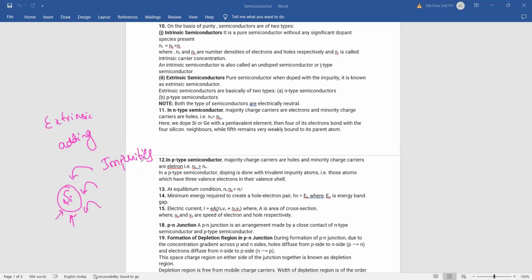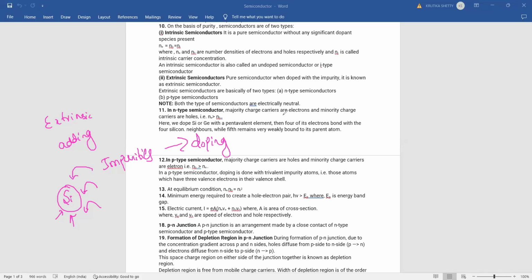So this process is called as what? The adding process. The adding of the impurities to the metals, this process is called as what? That is doping. It is called as the doping.